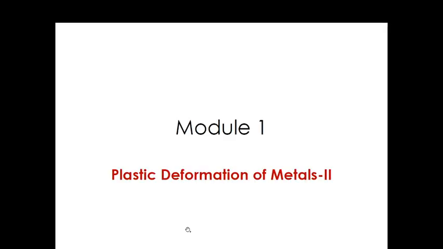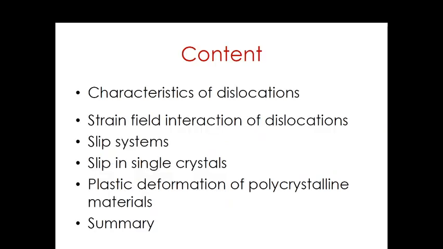Welcome all. In the first session of plastic deformation of metals, we discussed the process of slip, then the process of slip by dislocation movement. Now, in this topic, we will discuss characteristics of dislocations, strain field interaction of dislocations, slip systems, slip in single crystal, then plastic deformation of polycrystalline materials, and finally we will discuss the summary.